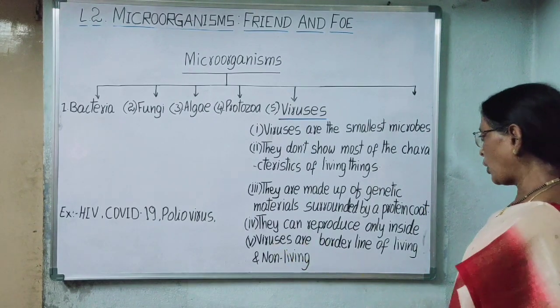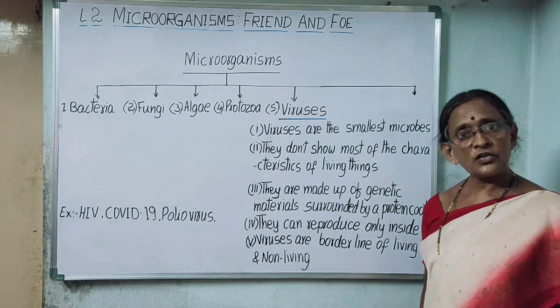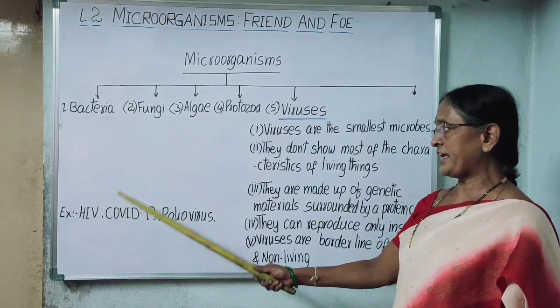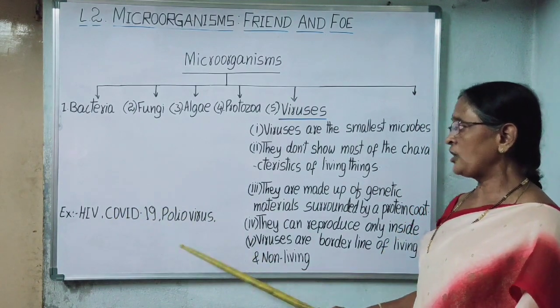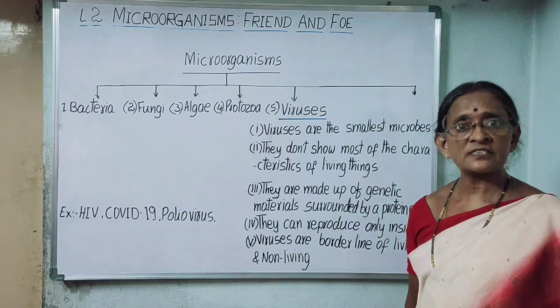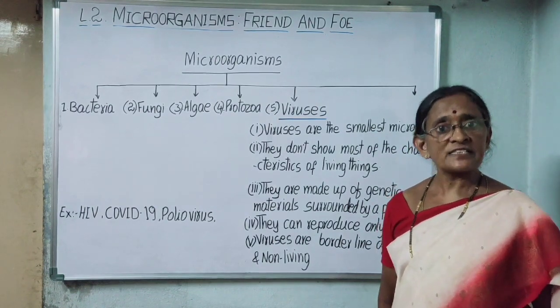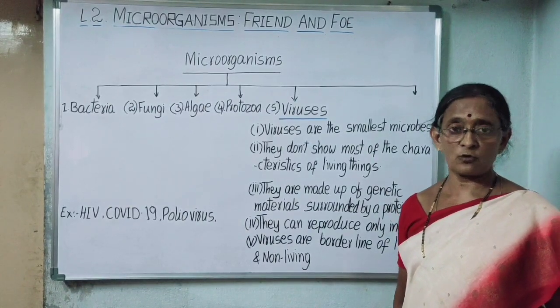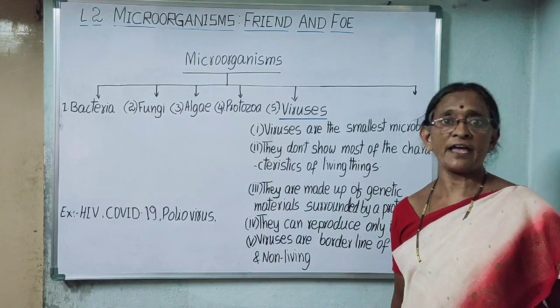Viruses are borderline between living and non-living organisms. Examples of viruses are HIV, COVID-19, poliovirus, rabies virus, common cold virus, etc. The viruses cause many common diseases such as common cold, influenza, etc.